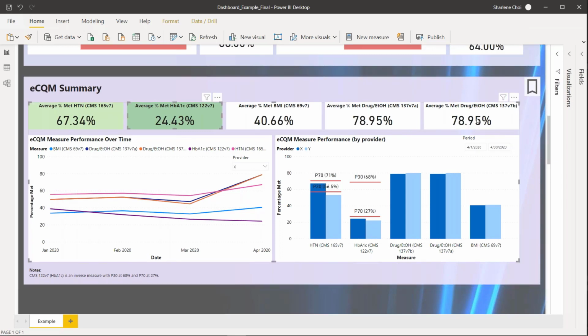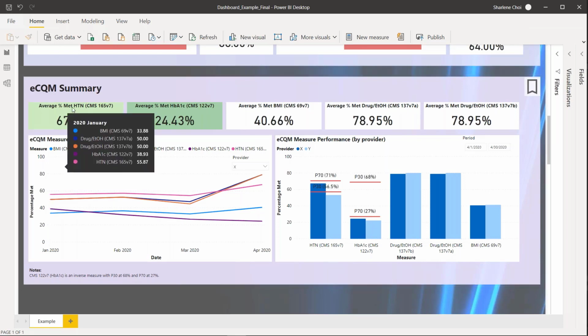Those are the three main ECQMs you should be focusing on. For hypertension and hemoglobin A1C, those are pay-for-performance measures with specific benchmarks at the 30th and 70th percentiles, whereas for drug and alcohol use, that is a pay-for-reporting measure for performance year 2019, so there were no benchmarks currently. Here the counters display overall aggregate performance across an entire practice, so for multiple providers. This is the average performance for all of them.